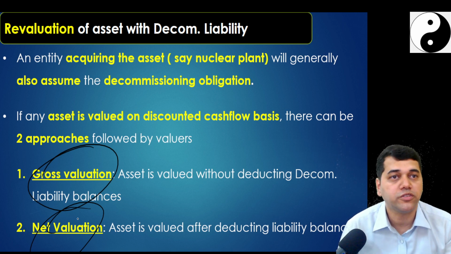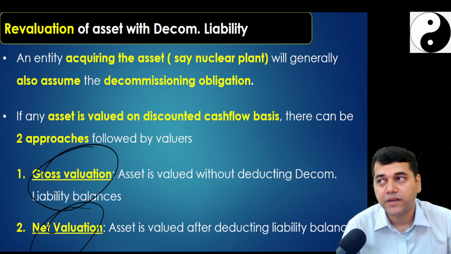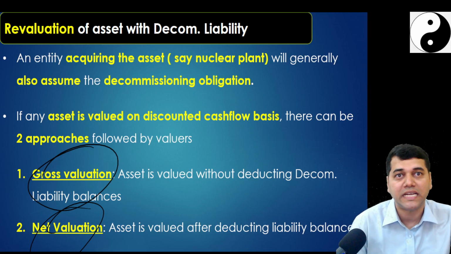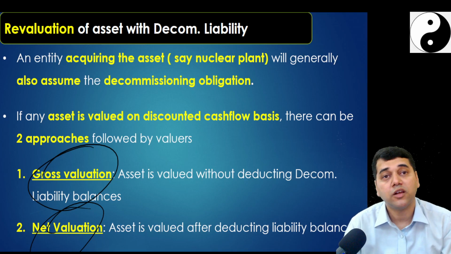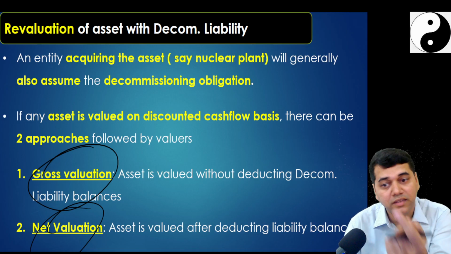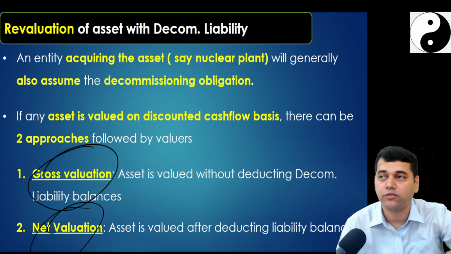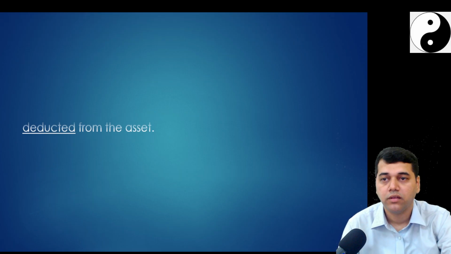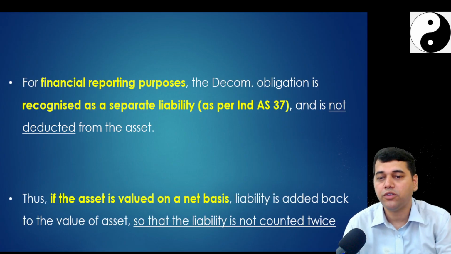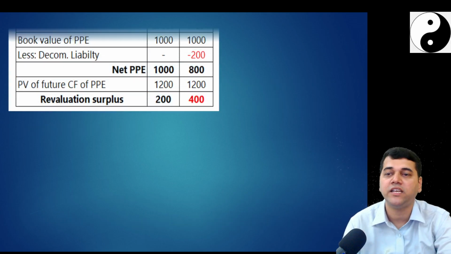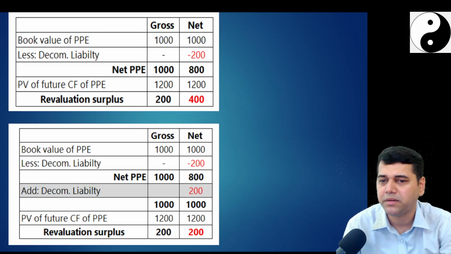If the gross approach is given, the headache is not there. But if they say revaluation net approach is so and so, then the liability should be added back to the gross PPE, because I want a gross amount on the asset side, no? If the asset is valued on a net basis, we should add it back. Anyhow, this example is not relevant.